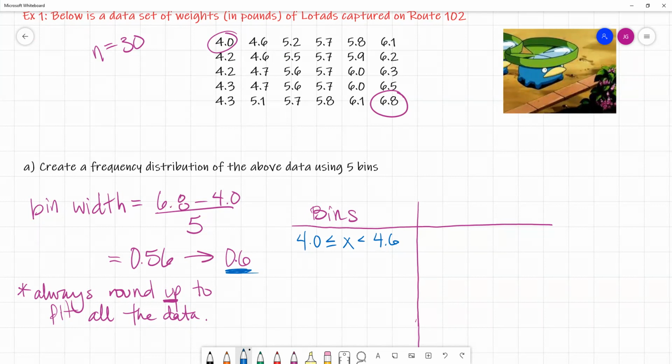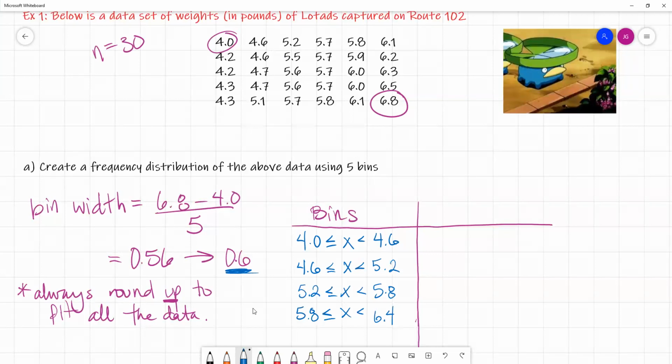And the fact that I have only less than here is not a mistake. This is intentional. That means I don't want to include 4.6 in this category because I'm going to include it in the next category. That's my starting value for the next bin. 4.6 is going to start off the next one: less than or equal to x, less than, and then I add 0.6 again, which gives me 5.2. I repeat that process. Start with 5.2 here, less than or equal to x, less than, I add 0.6 to get 5.8. Start with that one in the next one: 5.8 is less than or equal to x, less than 6.4.